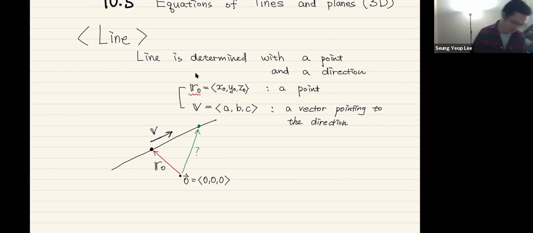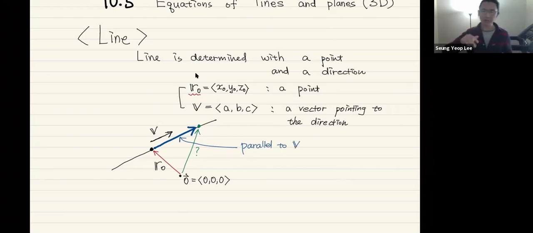And the answer is the following. Any other vector is the red plus blue, where blue is any vector that's parallel to V. Blue is any vector that's parallel to V, but can be of arbitrary length, right?